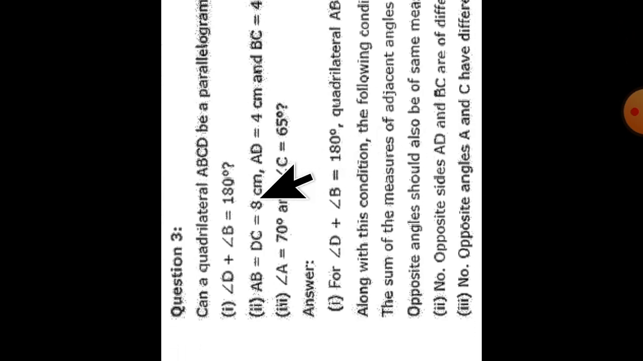Now the third one, angle A equal to 70 degree, angle C equal to 65 degree. So again, angle A and angle C are opposite angles. They cannot be of different measures. So no, opposite angles, angle A and angle C have different measures. So the quadrilateral ABCD cannot be a parallelogram.